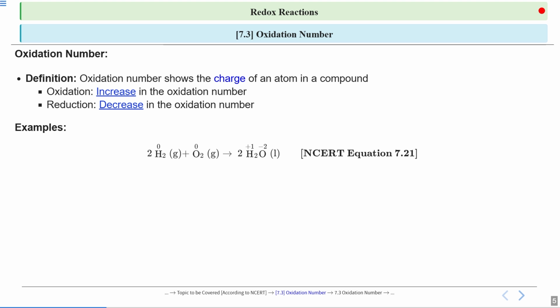If you look at this NCERT equation 7.21 and the oxidation states, you will find that in the final balanced chemical equation, the oxidation number for H2 is 0, while the oxidation number for O2 is 0. When you look at the product, in water, that is H2O, the oxidation number of hydrogen is +1, while that of oxygen is -2. So, electron transfer is realized when hydrogen combines with the oxygen to form the water.